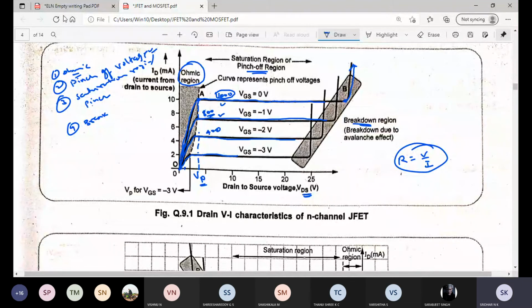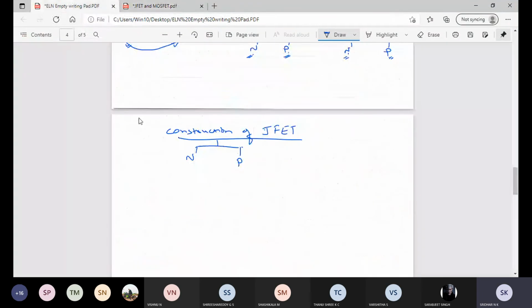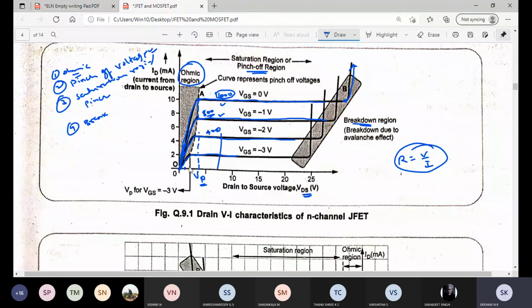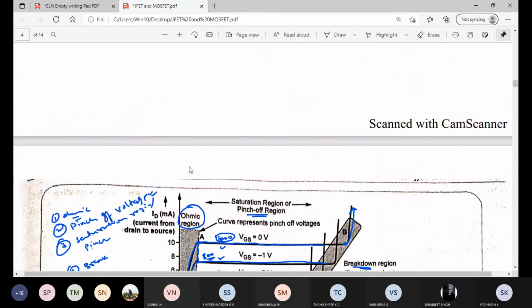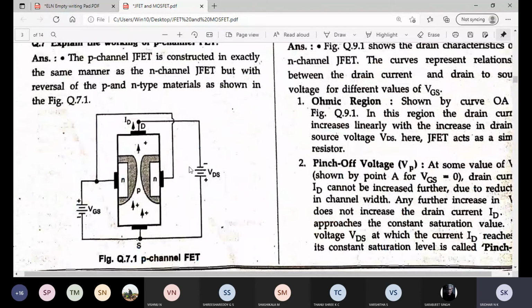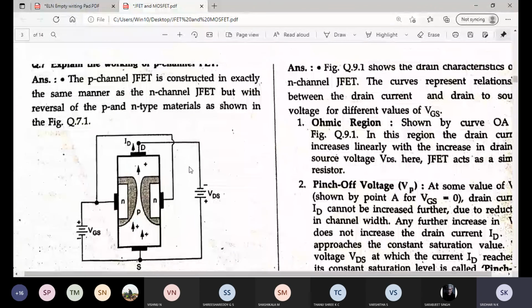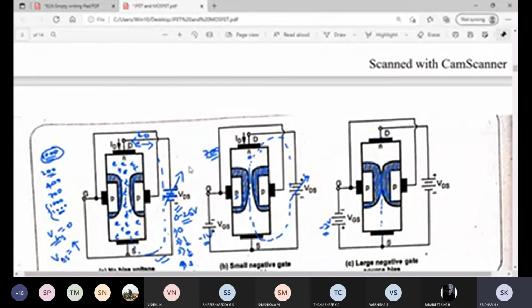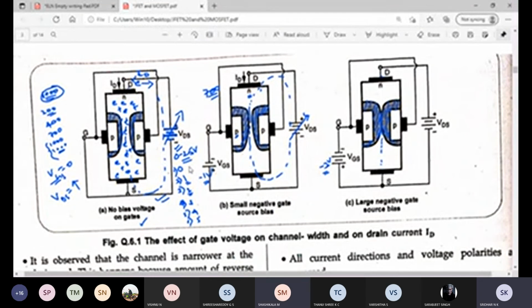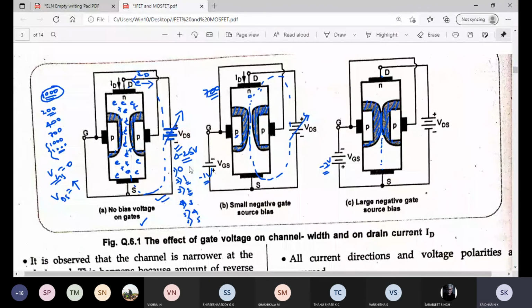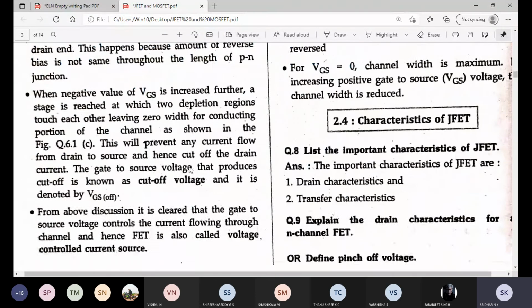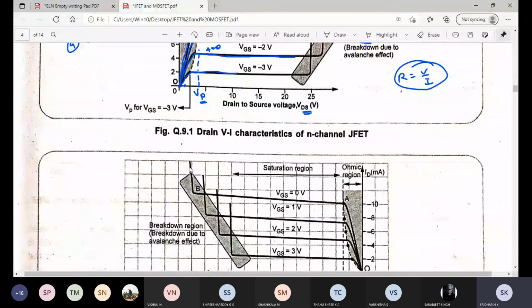Right, so this is for N channel. If you see P channel, how does it look like? Have you understood this N channel completely? Any doubt in this? No, sir. Right, good. So if you see P channel, how does the circuit look like? Can anyone guess?